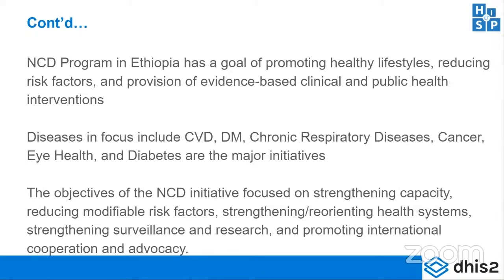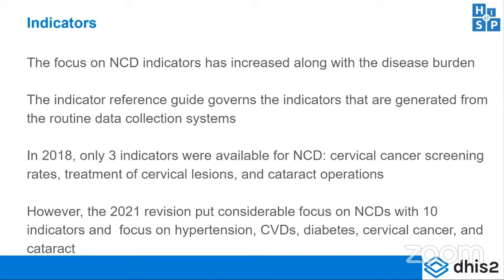The objectives of this initiative focus on five major things. One is strengthening capacity across the board. The second is reducing modifiable risk factors. The third is strengthening and reorienting the health system to tackle NCDs. The other is strengthening surveillance and research. And lastly, promotion of international cooperation and advocacy are to be used as strategy to tackle the NCD problem. Here, as you can see, there is a strong focus on surveillance and research. That's where the data comes in. The focus on NCD-oriented indicators has increased because of this, along with the disease burden.